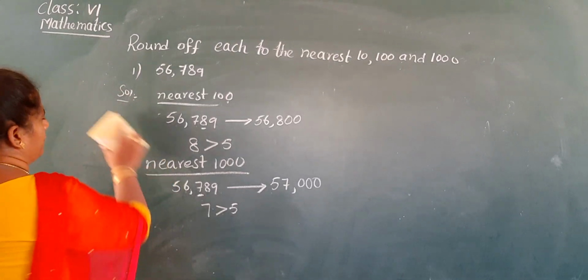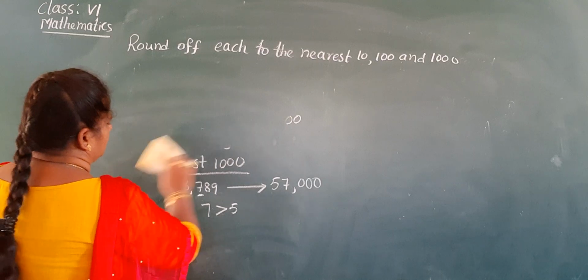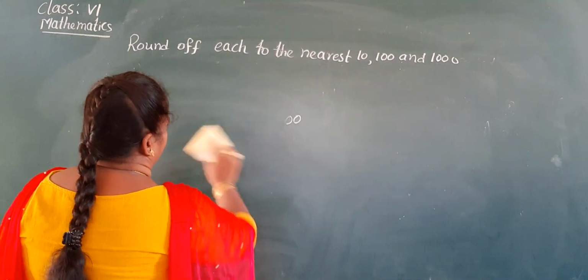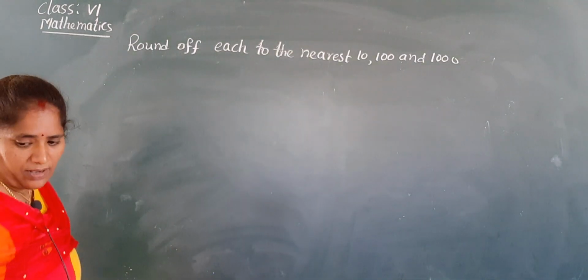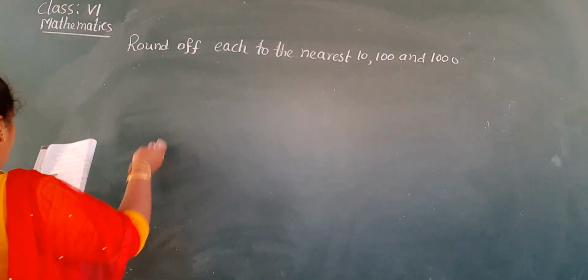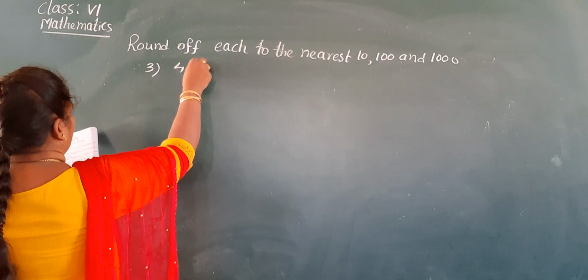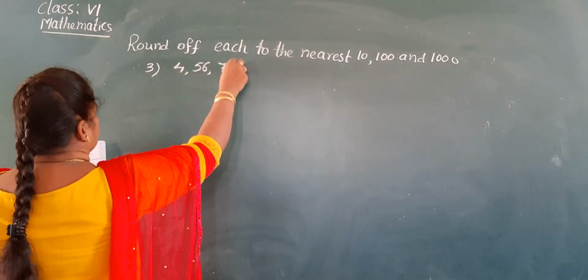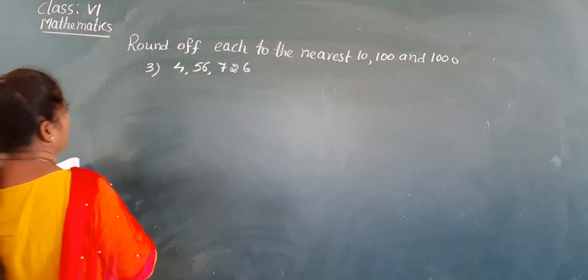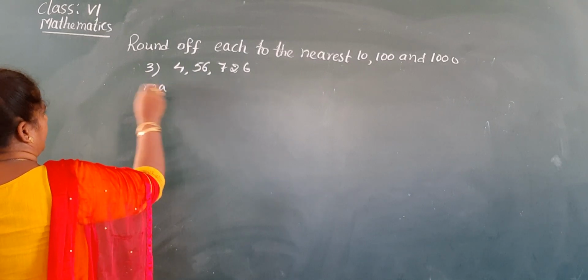Next, one more problem. My dear children, watch the video with concentration. And next question, third one, 4,56,726. First, nearest 10.